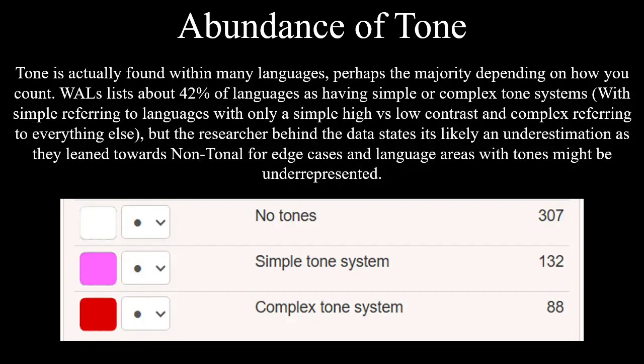Tone is actually found in many, many languages. Some even say a majority of languages. But it's very hard to solidly count due to the fact that some languages really ride the line between tonal and not. And more importantly, tonal languages are often concentrated in areas where we don't have much data. Wallace says about 42%, but even the researcher behind this number says they believe it's an underestimate.